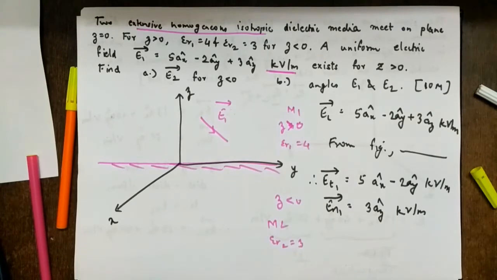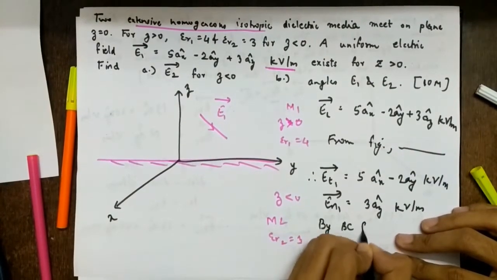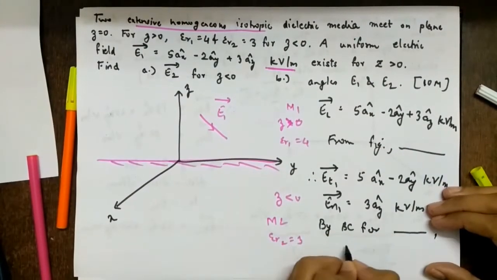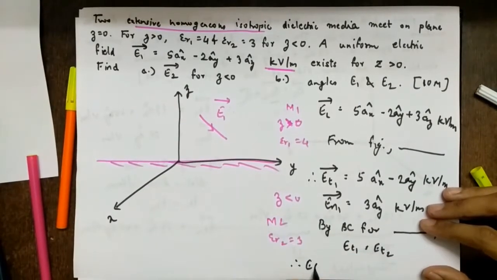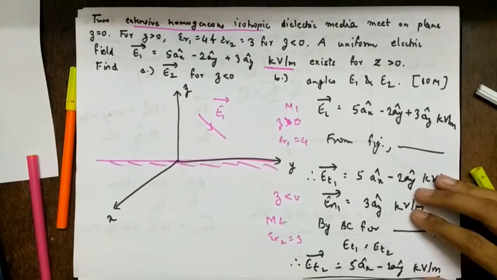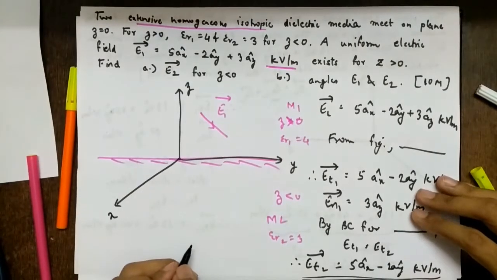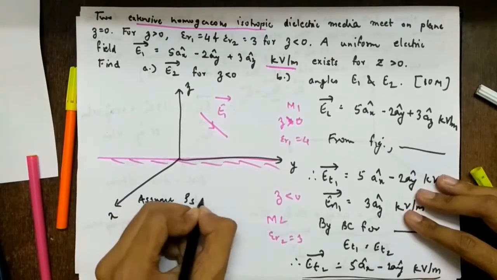Next, what will we do? We have to find E2 vector, right? So by the boundary conditions for a dielectric interface, Et1 equal to Et2. Therefore Et2 vector is the same as Et1 vector. So Et2 vector is 5ax cap minus 2ay cap kilovolts per meter. This is our first intermediate answer. Then, have they talked about rho s? No. So we assume rho s equal to 0.